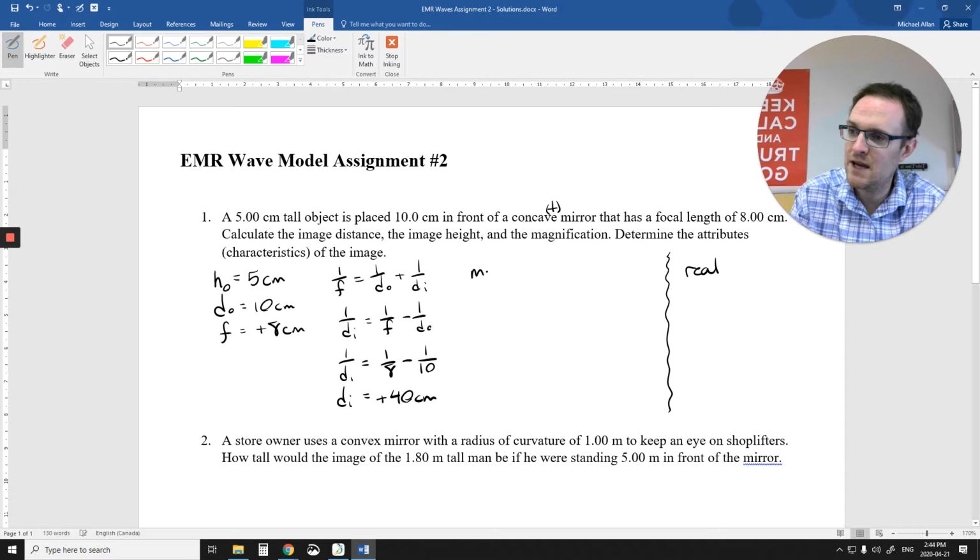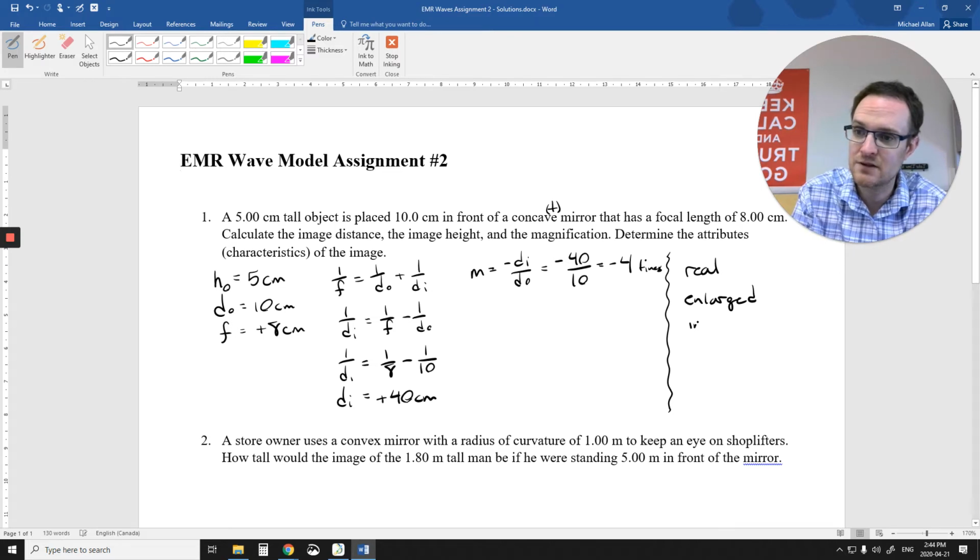Let's find out what the magnification is, so I can find out my height. So I'm going to go negative DI over DO, and we have these two numbers now. So negative 40 over my DO of 10. So this is going to be negative 4 times. Okay, so there's one of my things. And what I know is that the number is bigger than 1, so I know that this is going to be an enlarged image. Okay, it's negative, so I also know that it's inverted.